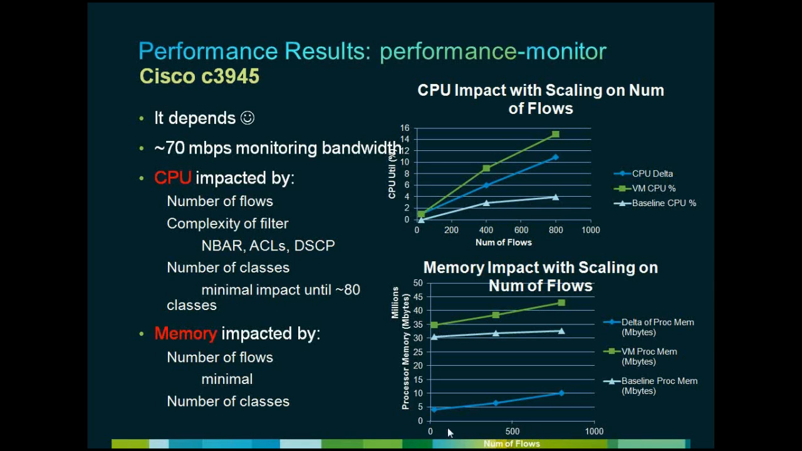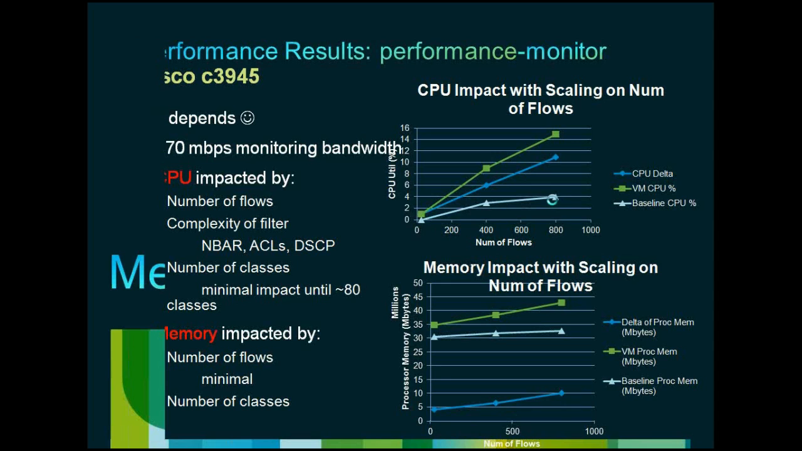The graphic here shows you what the delta really is. So this is the impact on the memory with the number of flows. As you can see, it grows, but it's not that much. And then the same thing with the CPU here.